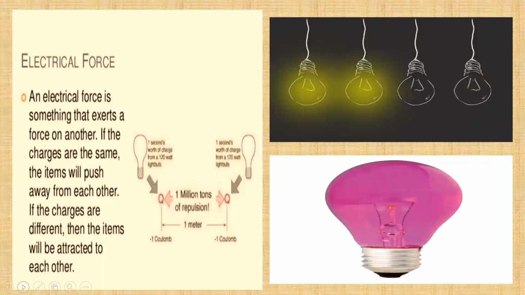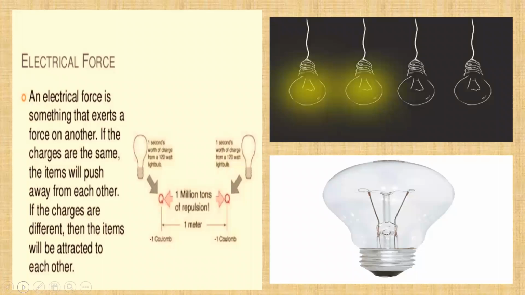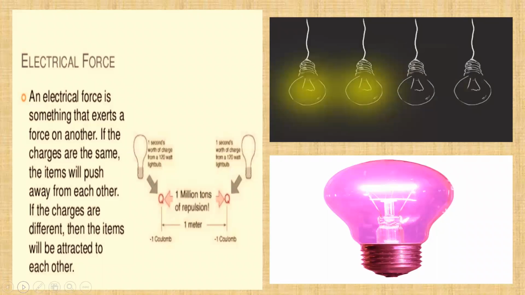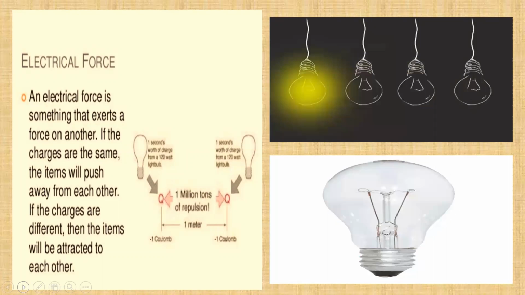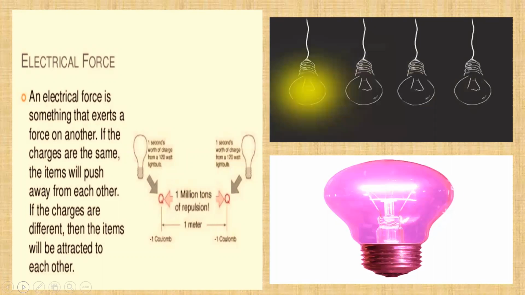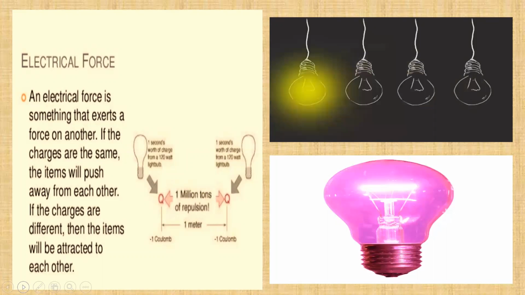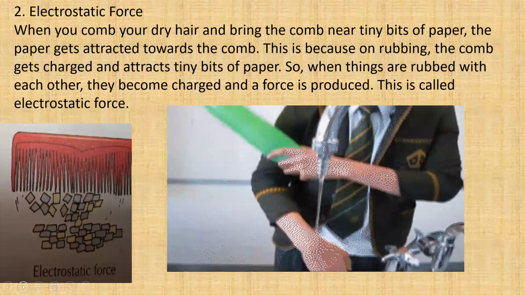Coming to electrical force. An electrical force is something that exerts a force on another. If the charges are the same, the items will push away from each other. If the charges are different, then the items will be attracted to each other. Here the bulb glows due to electrical force, electromotive force, where because of the electrons moving in the wire, the bulb can glow. So this is called electrical force.